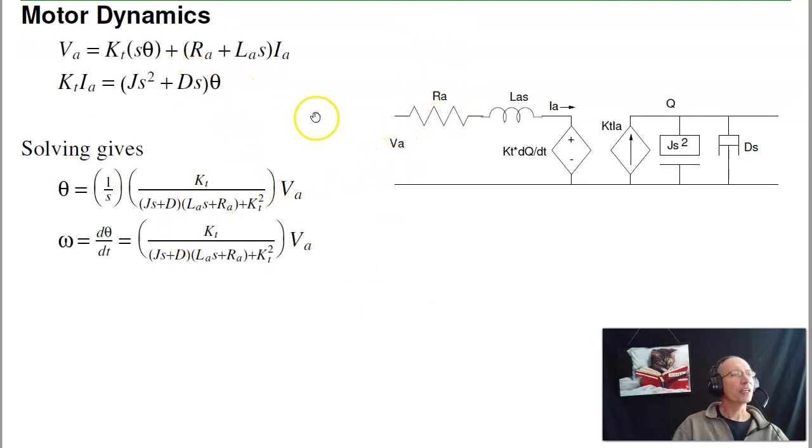If I come up with a transfer function, writing the equation on the left, I get VA is equal to this voltage, RA plus LAS times IA, plus KT times the speed. That's one equation. The second equation is the torque, KT IA, is equal to JS squared plus DS times theta. Two equations, two unknowns, substitute, solve, I get this. This is the transfer function for motor to voltage. In terms of speed, here's the transfer function relative to speed.